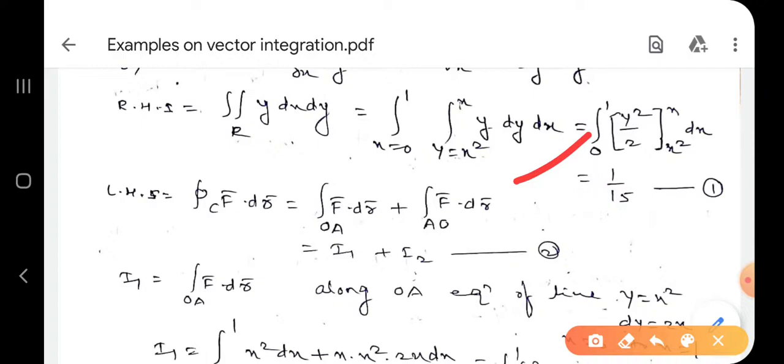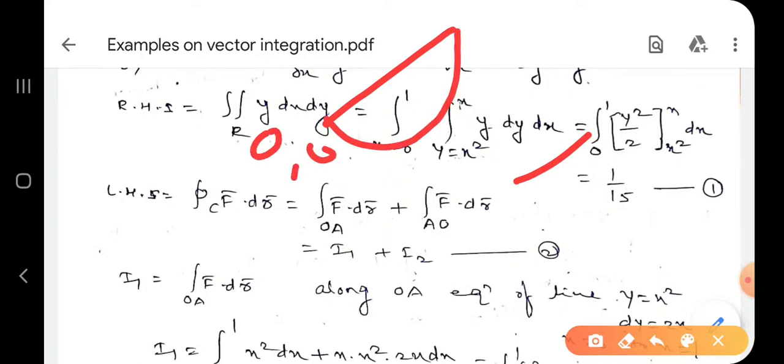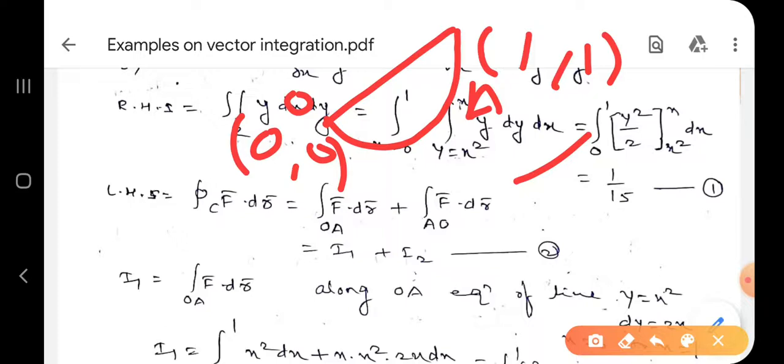If I draw the same figure again, the straight line and the parabola, with points 0, 0 and 1, 1. This point is A and this point is O. Then you get O to A and A to O. These are the two paths, and together they form our curve C. So along OA and along AO, the integration over curve C of f bar dot dr bar is the integration over OA of f bar dot dr bar plus the integration over AO of f bar dot dr bar.